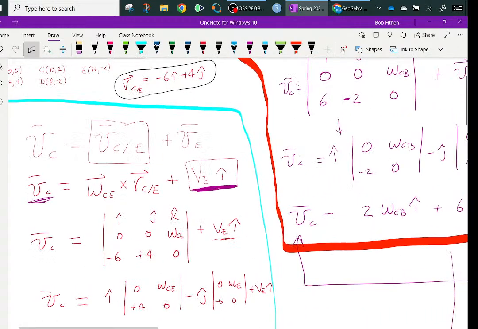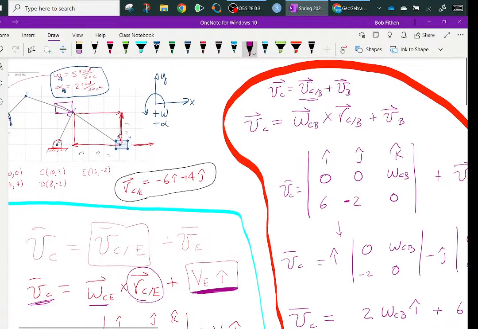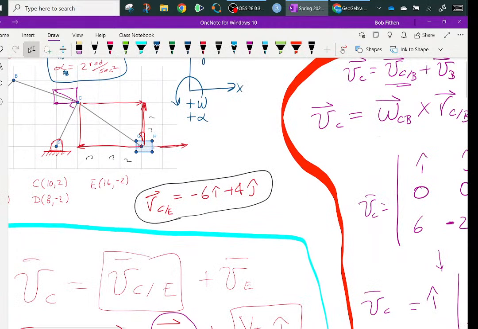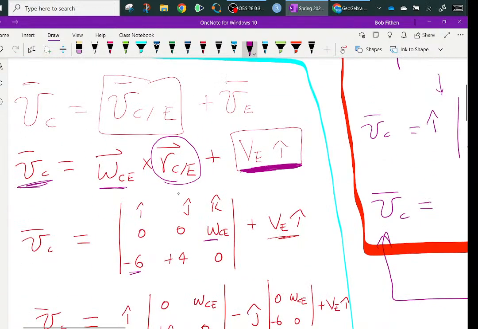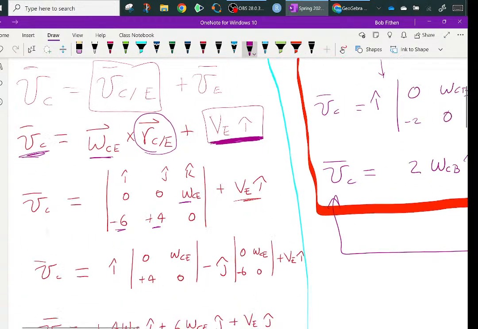What about my omega CE? That's simple, just write it in there. But then the question is, take a vector from E and draw to C. That would be a minus something, and I guess I can just do 2, 4, 6, minus 6, and plus 4. So minus 6 plus 4.